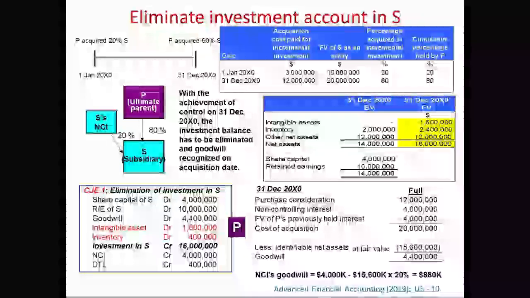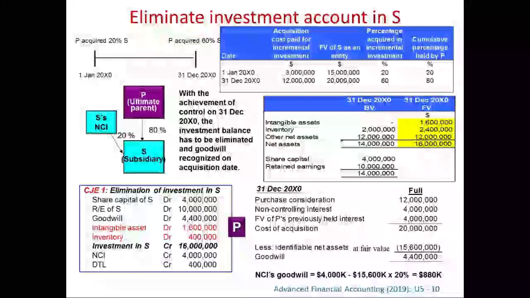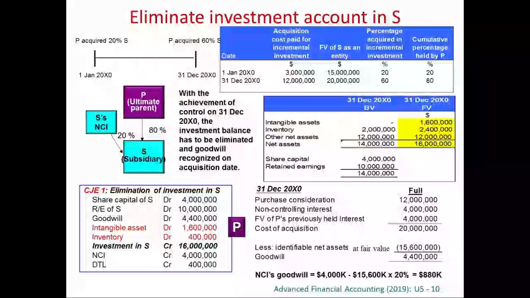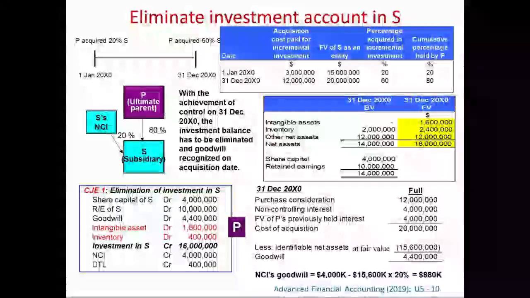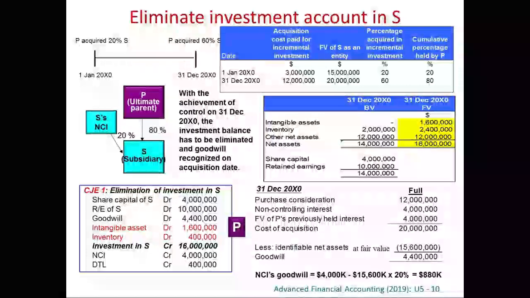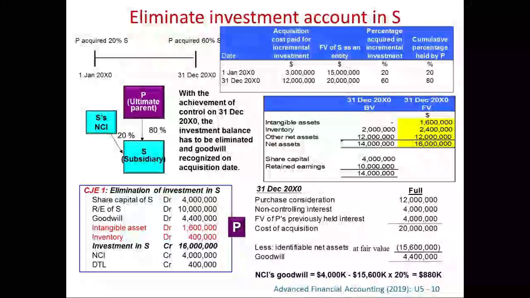Finally, will be the fair value of the previously held interest. That must be 4 million as provided by the question. So this is what we pay. What we pay will be compared with what we get. What we get is the fair value of the net asset. The question says that at the day of acquisition, that means 31st of December, the fair value is 16 million. But this 16 million did not consider the deferred tax liability.